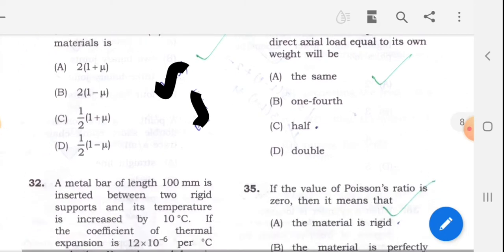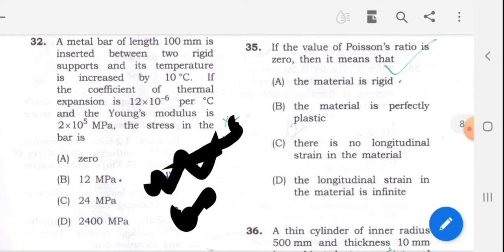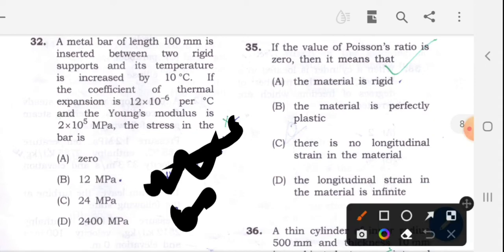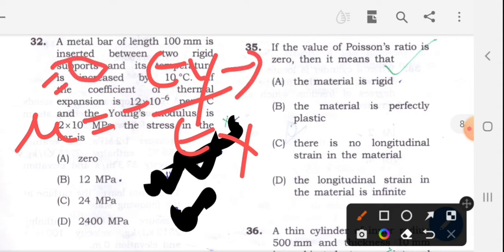Next, move on to question 35. If the value of Poisson's ratio is 0, then it means that. So what is Poisson's ratio? We know Poisson's ratio mu equals minus epsilon y by epsilon x. Poisson's ratio being 0 means the value of epsilon y is also 0. That means the material is not deforming in the x direction.